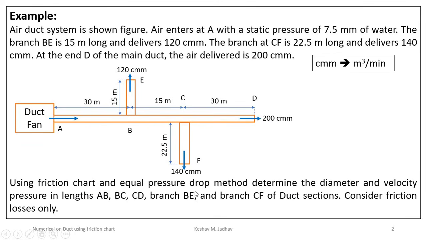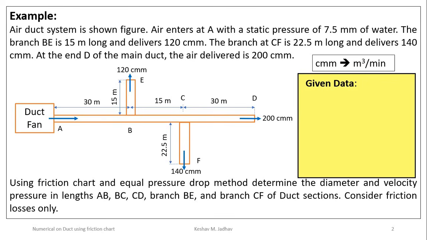Using friction chart and equal pressure drop method, determine the diameter and velocity pressure in length AB, BC, CD, branch BE and branch CF of duct sections. Consider friction losses only. So first we will write given data. Here it is given that air enters at A with static pressure of 7.5 mm of water. So we can write static pressure P suffix SA is equal to 7.5 mm of water.